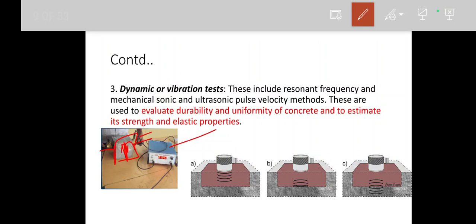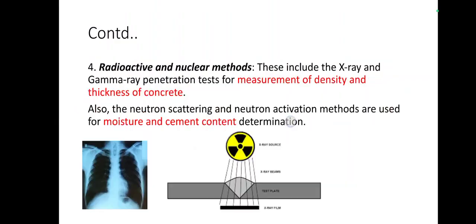Sometimes, if a crack extends from top to bottom, the sound waves won't pass at all. Or if the concrete is homogeneous, the sound wave will pass faster. So based on the time of travel of the sound wave, we can determine its velocity, and from that velocity we can determine the quality of concrete. Okay, so this one is a dynamic or vibration test.